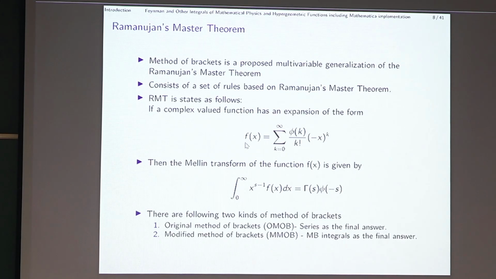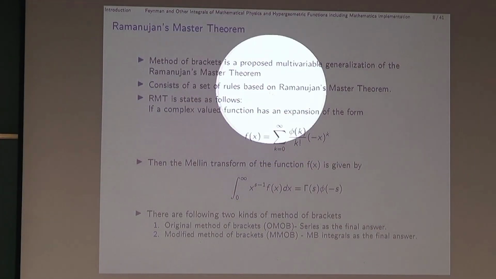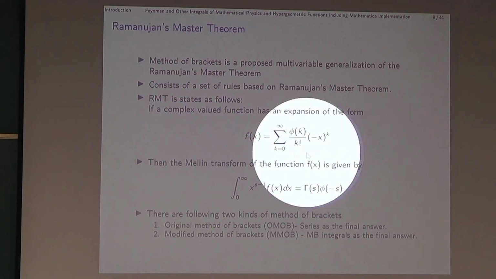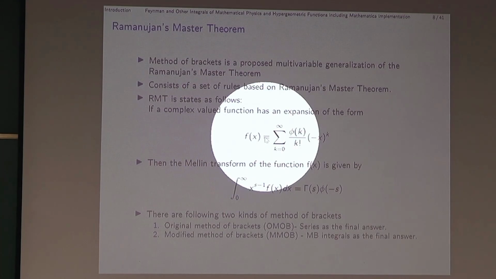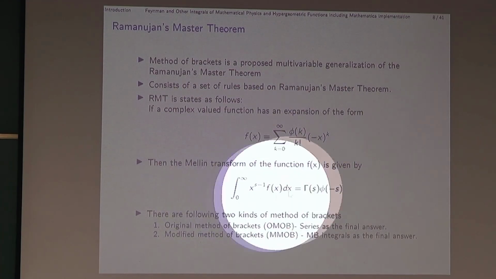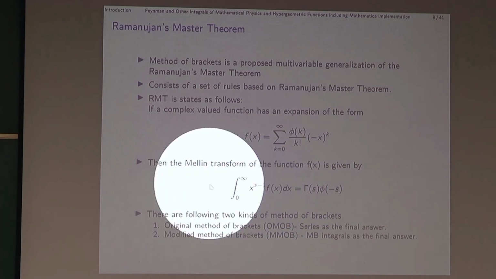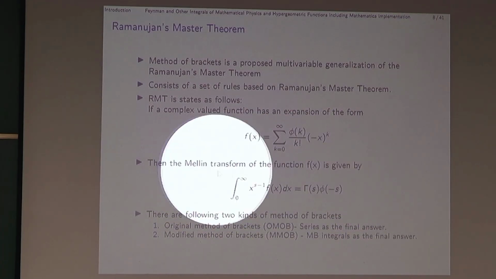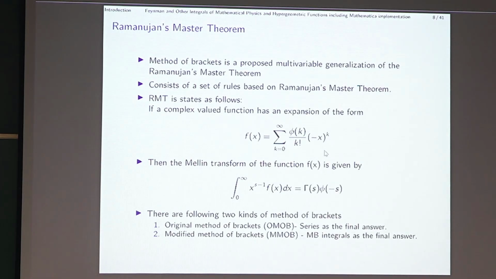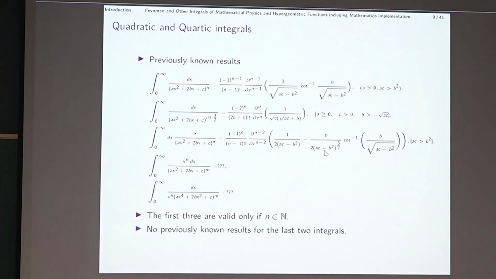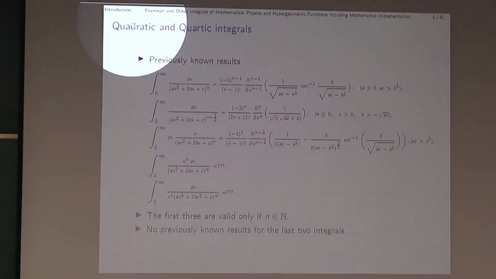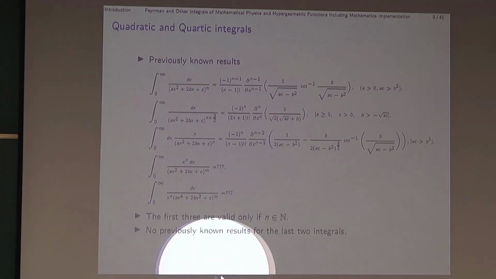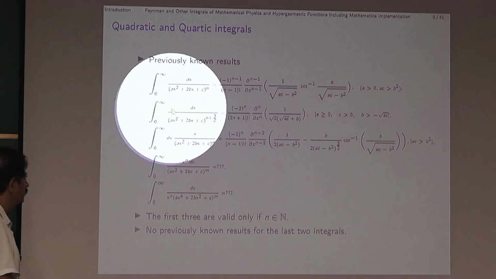So as I already said, it's actually an extension of the Ramanujan master theorem, and this is what it says. Very simply, it says that you can evaluate a function known as f of x, which is expressed as a series in terms of the objects that enter over here, and it can be expressed in terms of a Mellin transform. This is what Ramanujan had done, and this is what we have extended, and many others have extended, but we have applied it to a couple of interesting cases that go under the name of quadratic and quartic integrals, and these actually appear in the famous compilation by Gradshteyn and Ryzhik.